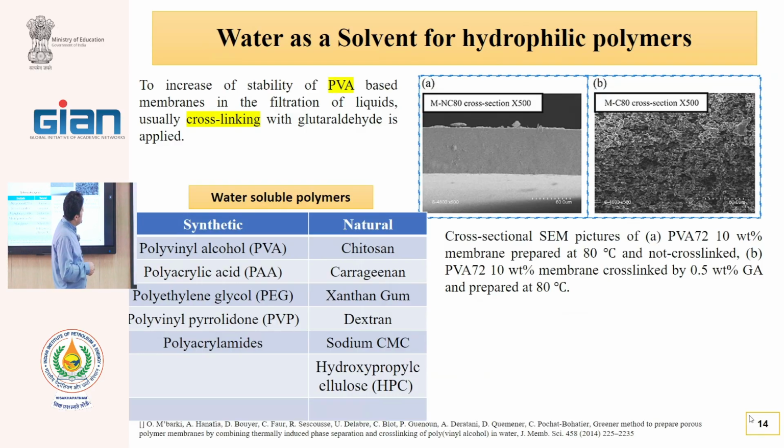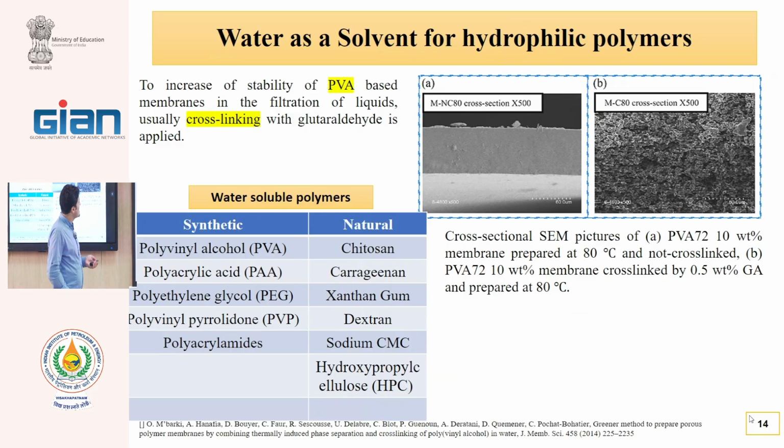So PVA, previously we discussed, PVA membranes can be used in pervaporation. In pervaporation, if we want to separate a low amount of water from an organic solvent, we use PVA, and the membrane type is non-porous.